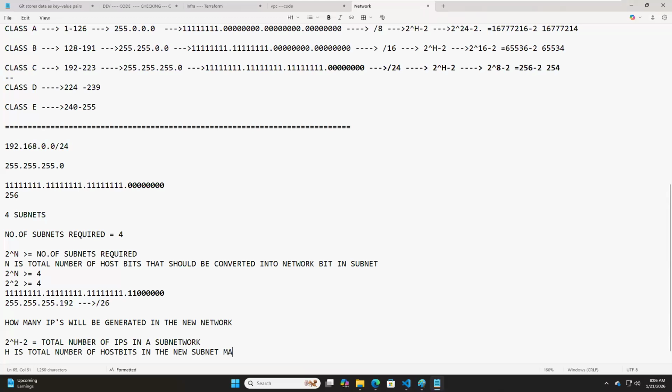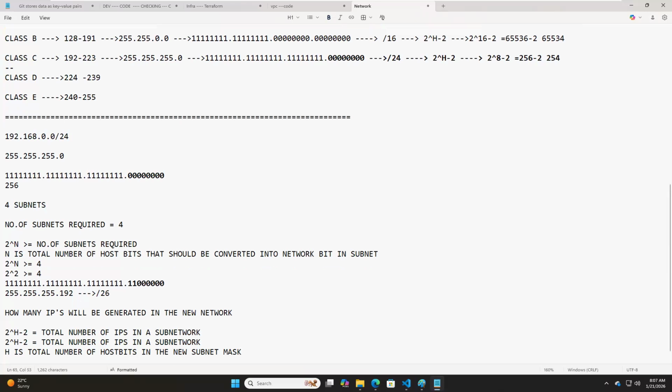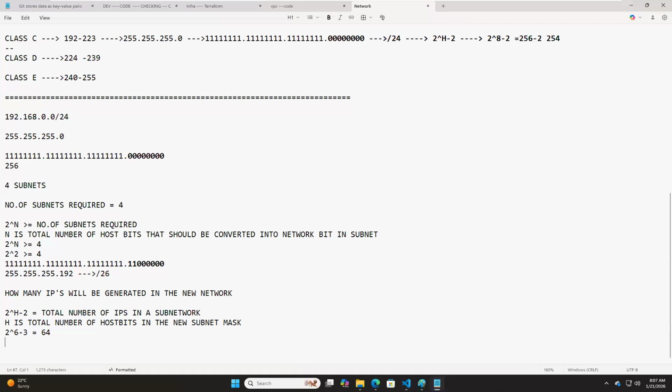So how many IPs are there in the new subnet mask? With /26, the host bits are only 6. So the value will be 2 power 6 minus 2. 2 power 6 means 64, so you are going to get 64 IPs. Why do we subtract 2? In every network there will be a network ID and a broadcast ID. So the usable IPs will be 62.